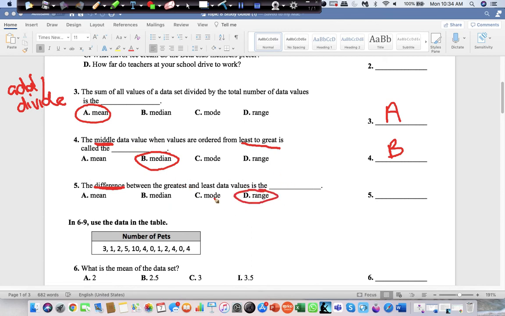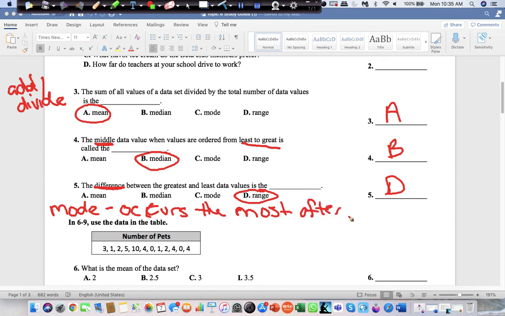Biggest minus the smallest. And they didn't put this one on here, but we need to remember that mode is the one that occurs the most. So if your test has something about mode, remember it's the one that occurs the most often. It's not the biggest, it's the one that occurs the most often. Sorry, occurs, that should be a C.